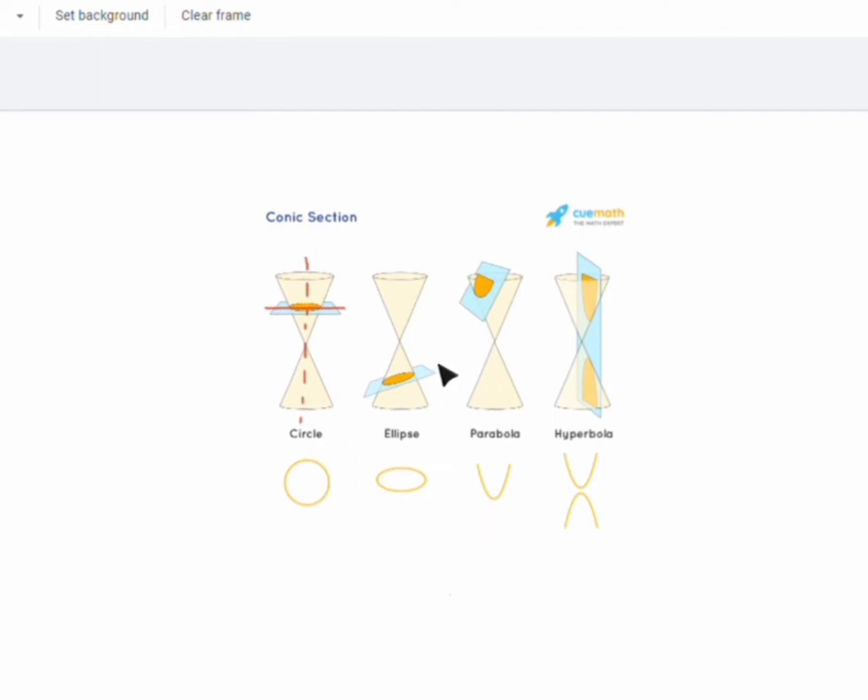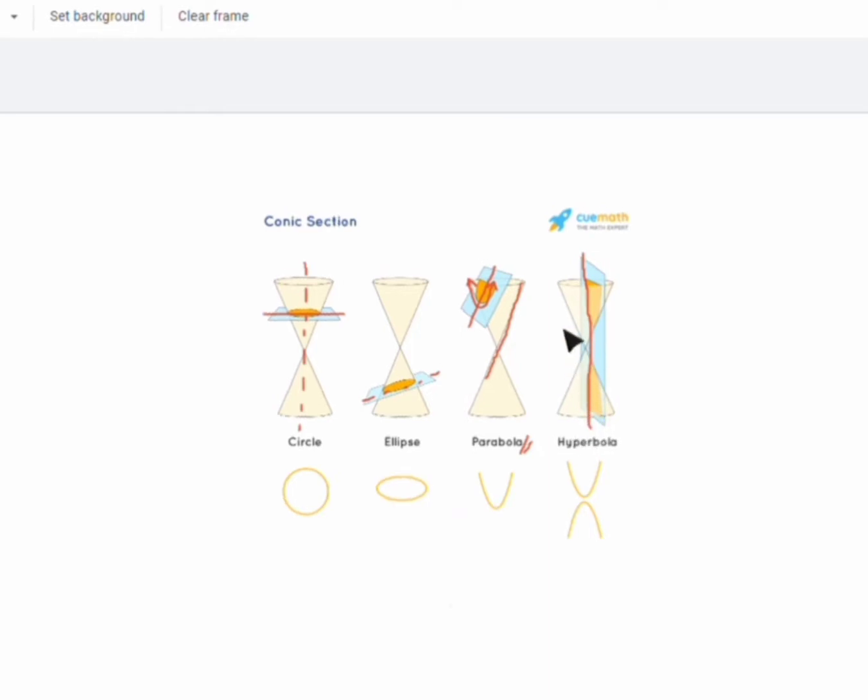If we slightly slant the cutting plane in our circular cone, it will generate an ellipse. If you notice, the cutting plane is parallel to the generator, which makes a curve that is called a parabola. Lastly, if we cut our right circular cone vertically, the intersection that will be made is a hyperbola.